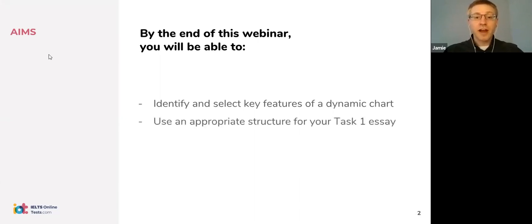We'll also look at using an appropriate structure for your task, to make sure that your writing is clear and easy for the examiner to follow. We'll look at how to write a good introduction and an overview. And we'll also look at a range of useful language to describe trends in more detail.